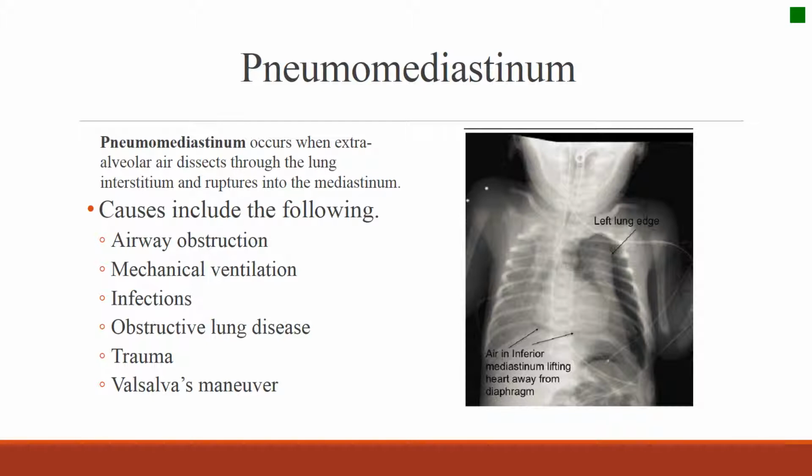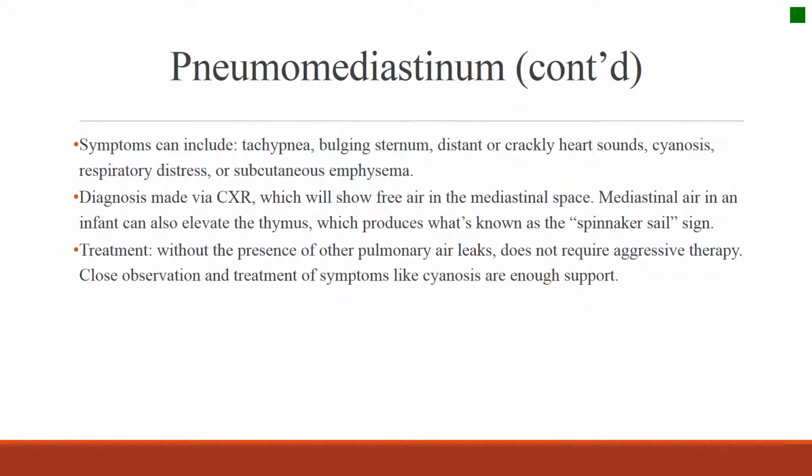Causes of this include airway obstruction, mechanical ventilation, infections, obstructive lung disease, trauma, and Valsalva maneuvers. Symptoms are going to be very similar to a pneumothorax as far as tachypnea. They could have a bulging sternum, distant or crackly heart sounds. That is unlike a tension pneumo. Cyanosis, respiratory distress, and they may develop subcutaneous emphysema. Diagnosis is made with a chest x-ray, which will show the free air in the mediastinal space.